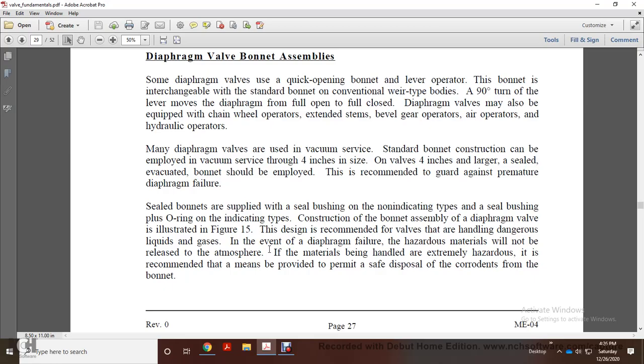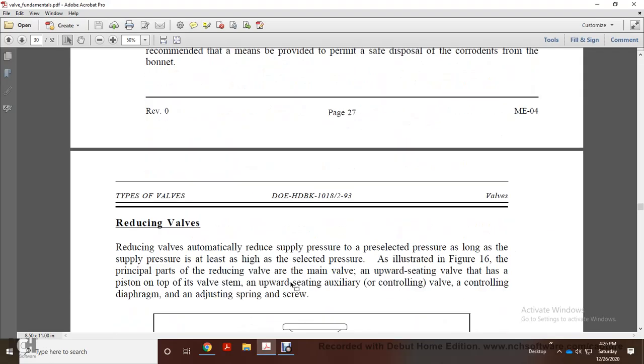The construction of the bonnet is similar to the diaphragm valve as illustrated in Figure 15. The design is recommended for valves handling dangerous liquids and gases. In the event of a diaphragm failure, the materials will not be released to the atmosphere. If the material being handled is extremely hazardous, it is recommended that means be provided to permit the safe disposal of the corrodant from the bonnet.